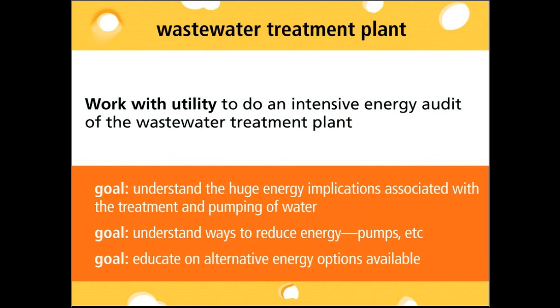And then the final thing for the first stage of their program is to do an assessment of their wastewater treatment plant, because they don't think people understand the large, intense energy potential savings related to energy and pumping. So the goal is to understand the huge energy implications associated with the treatment and pumping of water, to understand ways to reduce energy through energy-efficient pumps and motors, and also to educate folks on alternative energy options. They want to see if there's a wind opportunity, because there's a state public benefits program that offers incentives for wind generation, and they think they may be able to do that to help offset the energy use for the wastewater plant.